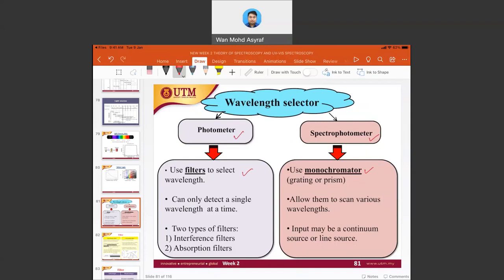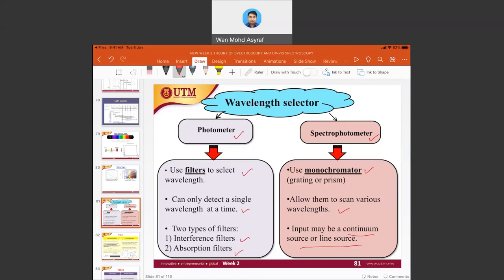Okay, there are two types of filters, which are interference filters and absorption filters. It can only detect a single wavelength at a time, as compared to the spectrophotometer, which has a monochromator. It allows you to scan various wavelengths. Okay, the input may be continuum or line sources. All right.